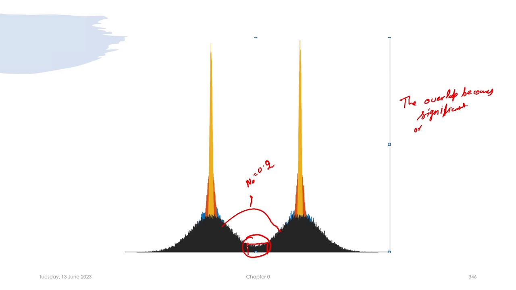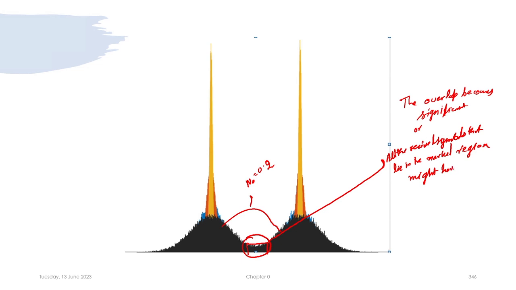These symbols might come from any of the two PDFs. So, all the received symbols that lie in the marked region might have come from any of the two transmitted symbols, be it minus 1 or 1.